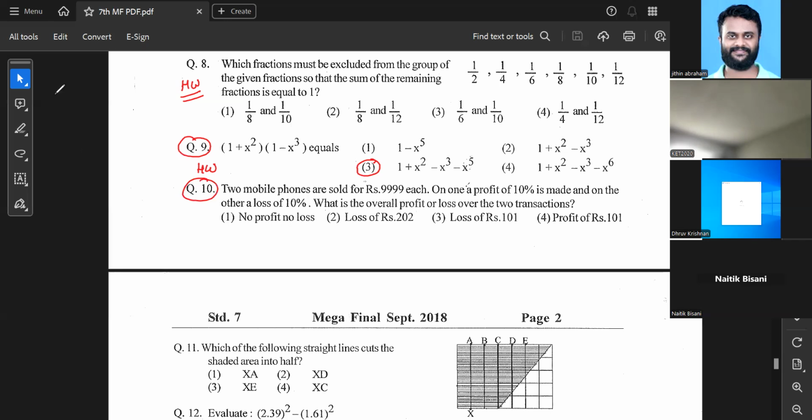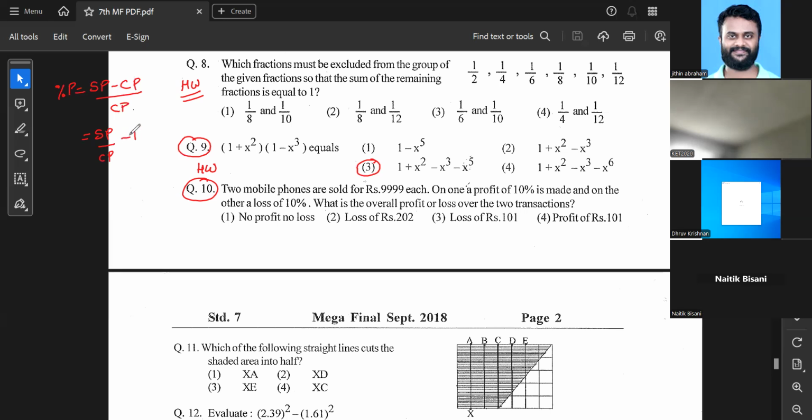So basically, the profit percentage is, the first one made a 10% of profit, right? So how do we calculate this profit percentage? So profit percentage is calculated like this. It's like selling price minus cost price divided by cost price. It is always divided by cost price. Okay. So this gives SP upon CP minus 1.